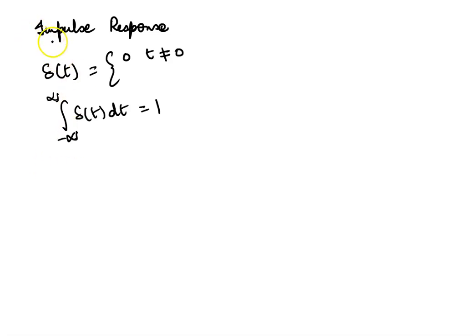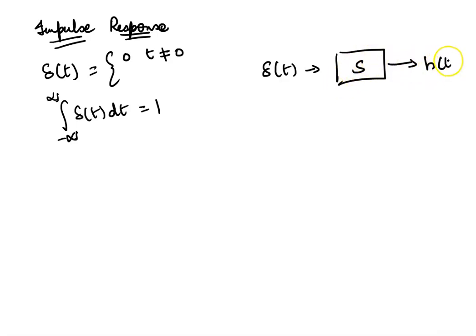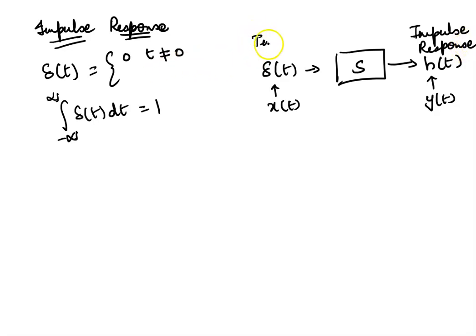Now what do you mean by impulse response? If you give impulse as input to any system S, the response that you would be getting. Or in other words, if input to a system is impulse, the output that you would be getting is called the impulse response, which is defined as h of t. This is impulse response and the input is impulse.